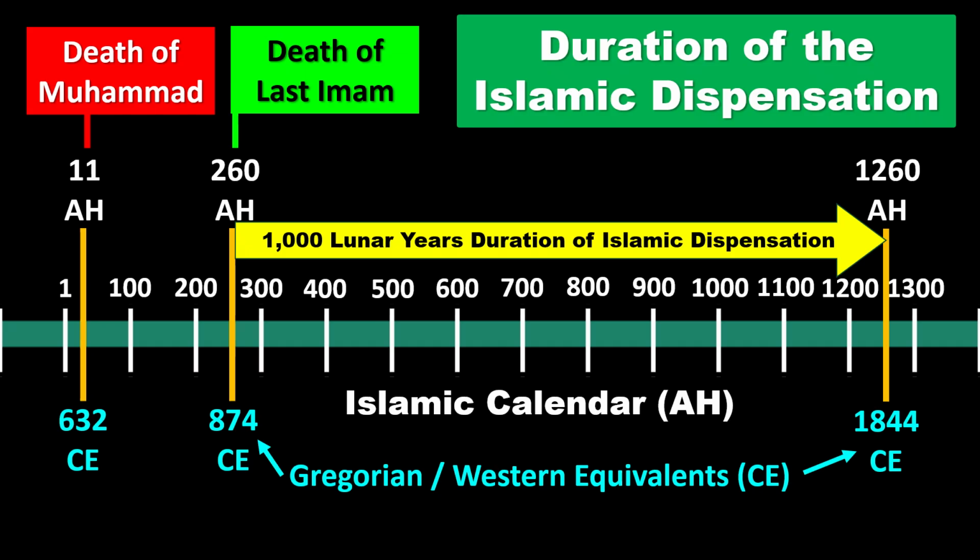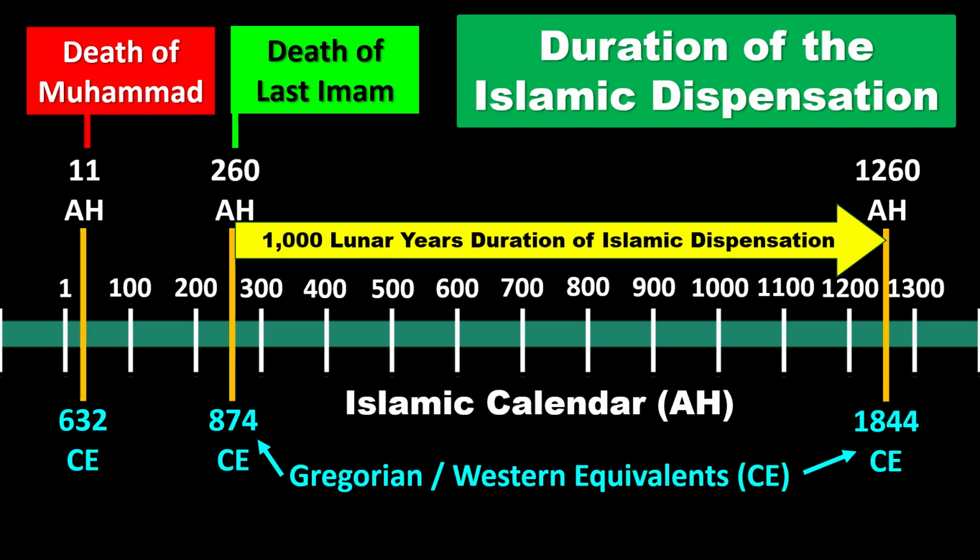This timeline starts in the year 1 of the Islamic calendar, which is the year 622 Common Era in the Western Gregorian calendar. The AH stands for Anno Hijra. The CE below the timeline is for Common Era in the Western Gregorian calendar. Islamic dates are above the timeline with the Gregorian equivalents noted below the timeline.